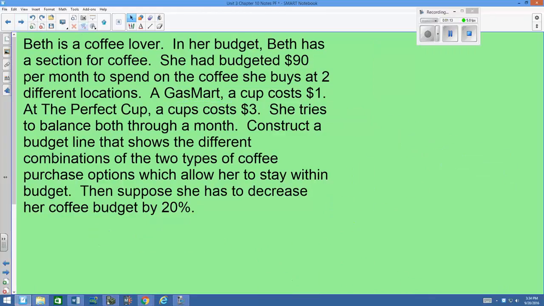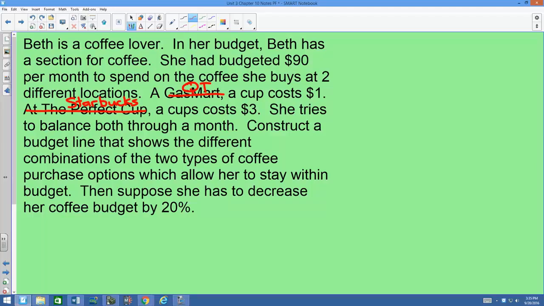Beth is a coffee lover. In her budget, Beth has a section for coffee. She had budgeted $90 per month to spend on coffee. She buys at 2 different locations. At GasMart, or let's call this QT, coffee costs $1. And at the Perfect Cup, let's call this Starbucks, a cup costs $3. She tries to balance both through a month.